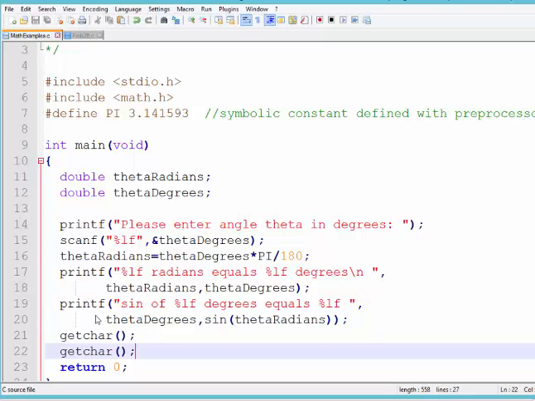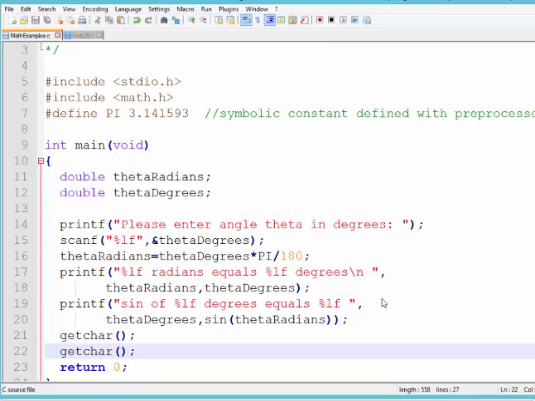Now this line of code down here, lines 19 and 20, I say the sine of so many degrees, whatever I have gotten from the user, equals what? And then I'll output that answer.